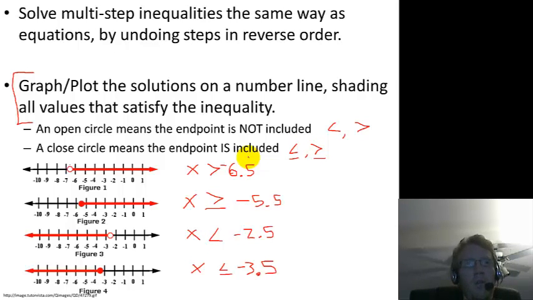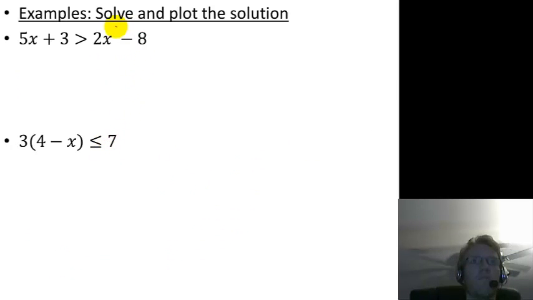Okay, we're going to do a couple of examples to show how to start with an inequality and work through it, and then all of our solutions will be graphed like this. First example, solve and plot the solution. So we have 5x plus 3 is greater than 2x minus 8. Certain values of x will make this true, and certain values of x will make this false. So we have to figure out which values of x will satisfy this inequality.